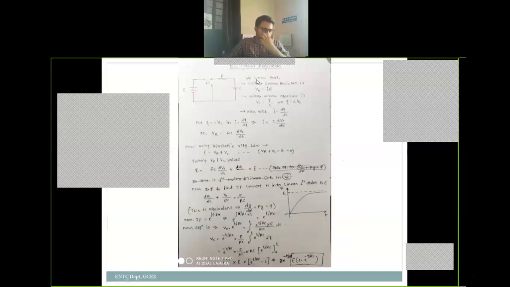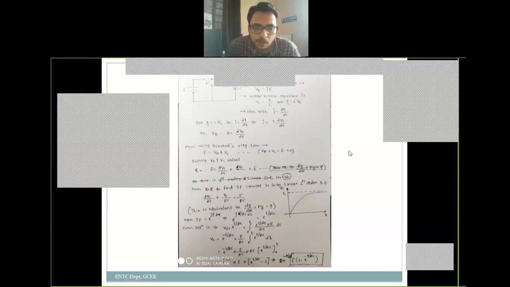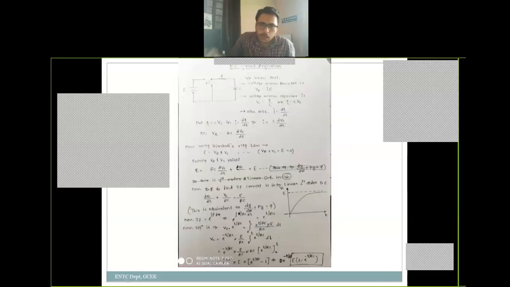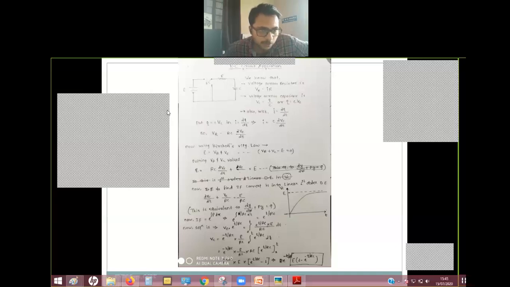So we will quickly see the RC circuit application. What have we seen till now? Okay, RC circuit application. Are you able to see the screen? Yes, Dipti, time is not mentioned. This is the general case. That's why time is not mentioned.